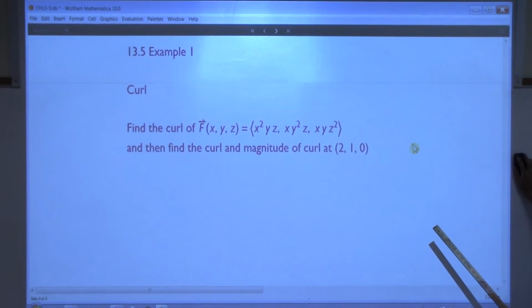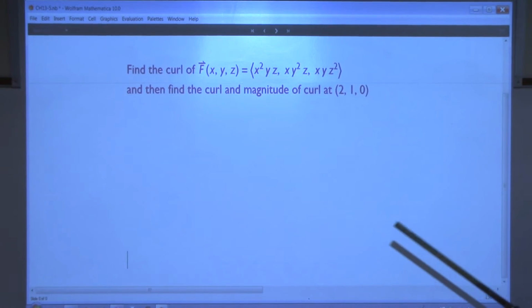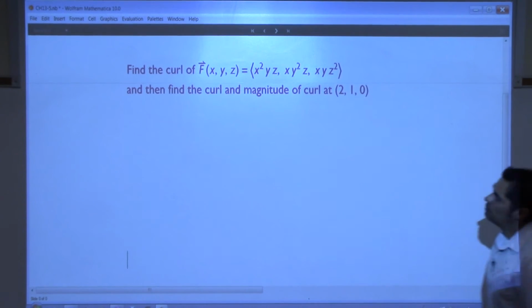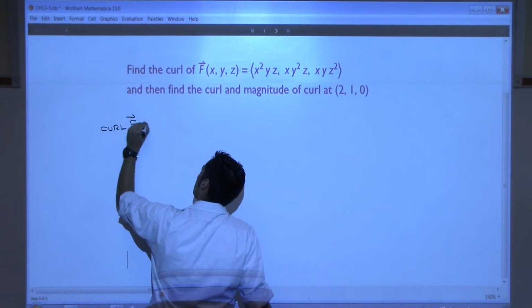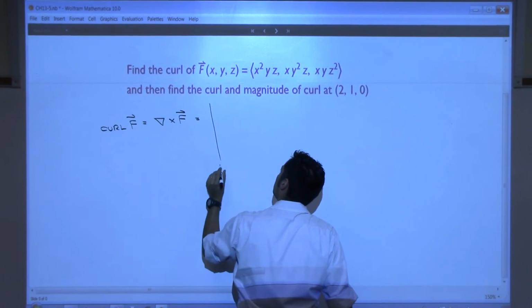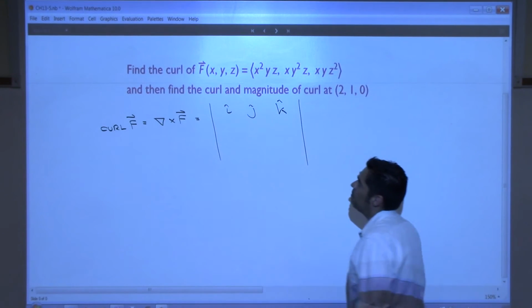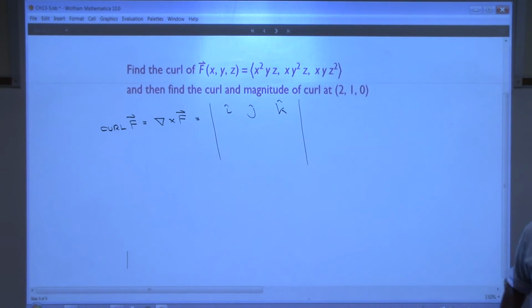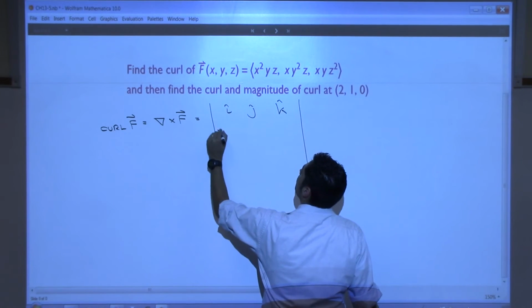So let's find the curl. Find the curl of this vector field, and then find the magnitude of the curl at a specific point. So the curl of f will be equal to del crossed f, which is equal to this thing, i hat, j hat, k hat. By the way, in the homework solutions for this section, which I posted today, I don't write i hat, j hat, k hat. I just do the two vectors. But following the book's notation, that's what they do.